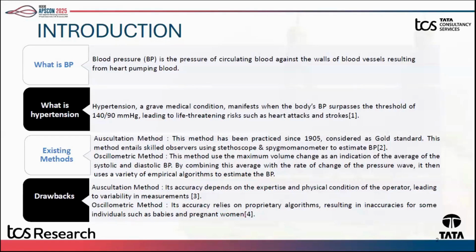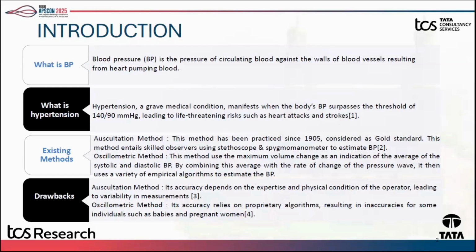So there are two existing methods. There are many methods, but these are the two primary methods. One is the auscultation method, and another is the oscillometric method. In the auscultation method, which is considered the gold standard, they use two components. One is a stethoscope, and another is a sphygmomanometer. The stethoscope is used to observe the Korotkoff sound, and the sphygmomanometer has a cuff which is attached to the upper arm, and it will inflate and deflate the cuff, which will block the blood flow, and when the cuff is deflated, it will release the blood flow.